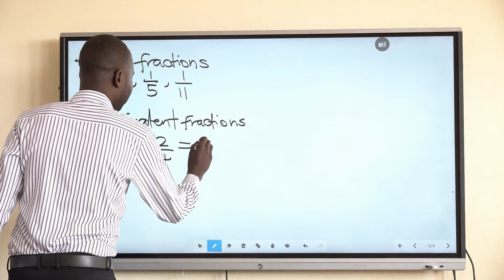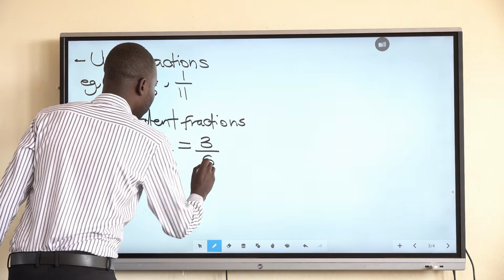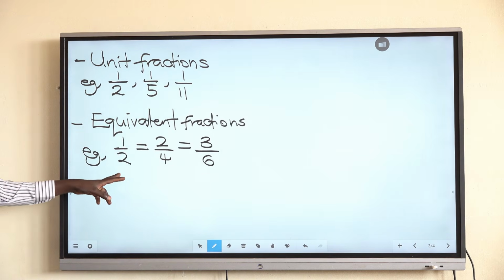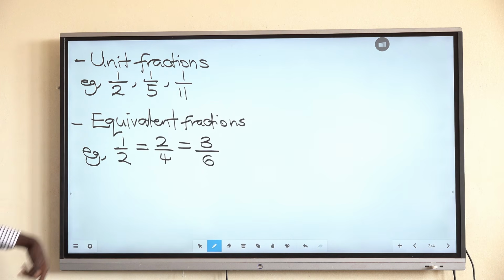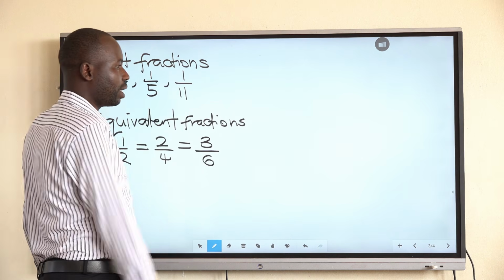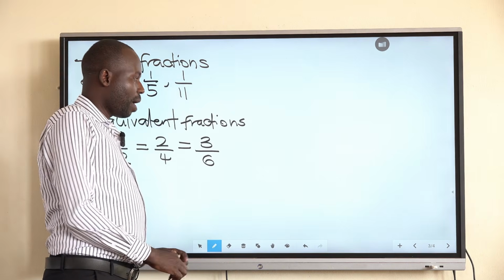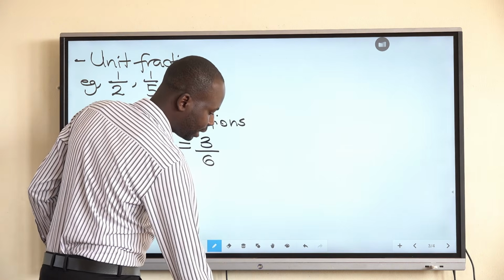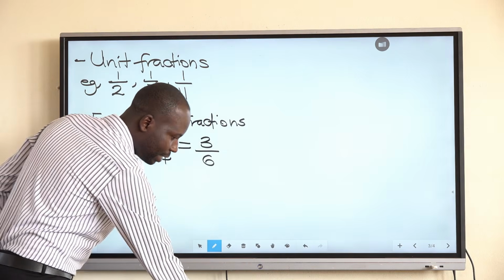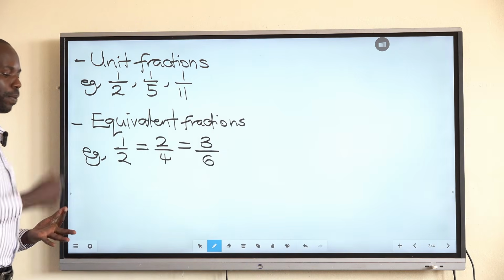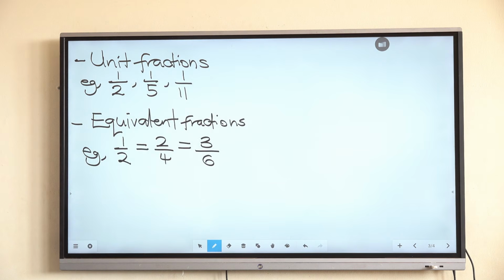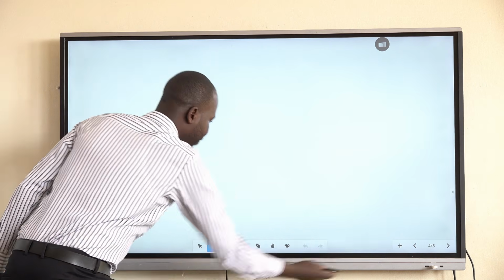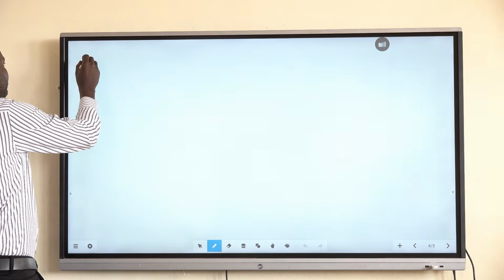This one still can give you 3 out of 6. Still, when you reduce here, you go back to the first one. So these are the types of fractions that we can talk about now. But today in this lesson, we are going to base mainly on changing improper fractions to a mixed number.